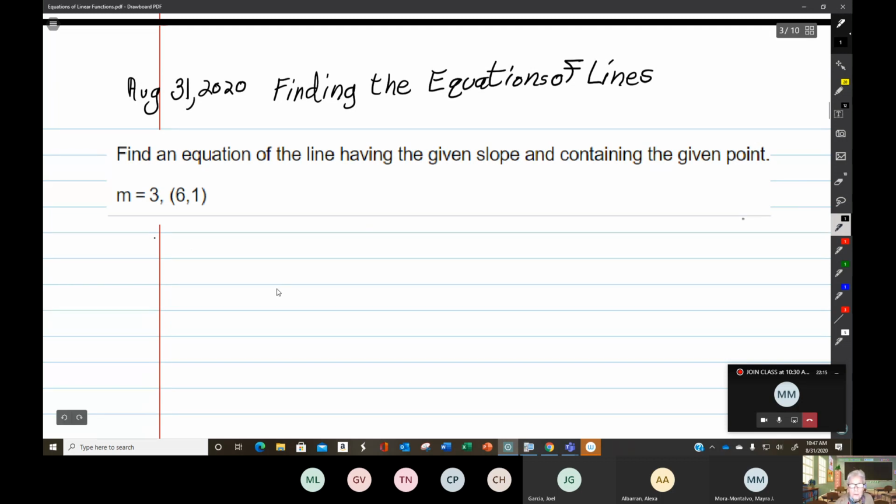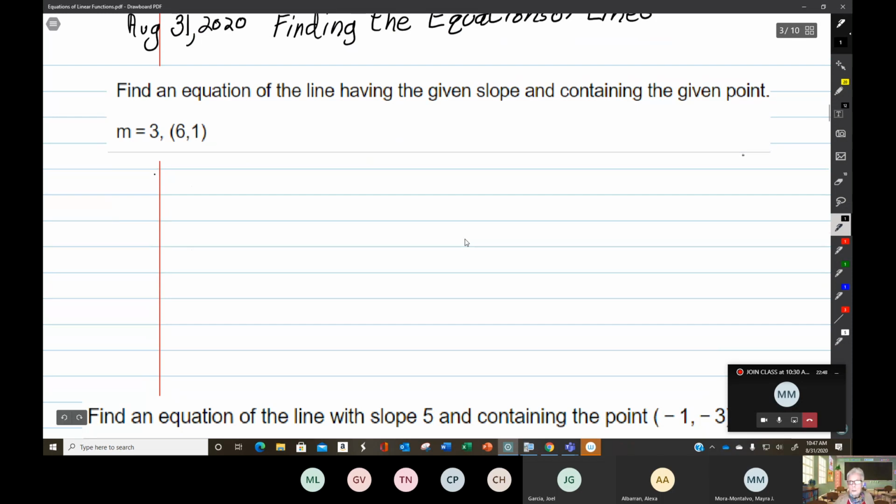It's really how to find a formula, because equations of lines are really formulas for finding points. Okay, so it says find the equation of the line having the given slope right here. They give you the slope, so it's called the given slope, and containing the given point, because they give you the point, (6, 1). You've got the slope 3 and the point (6, 1).